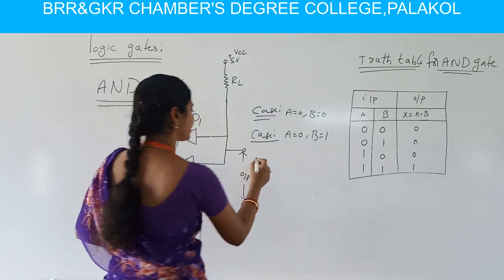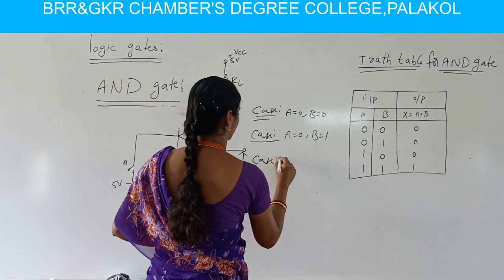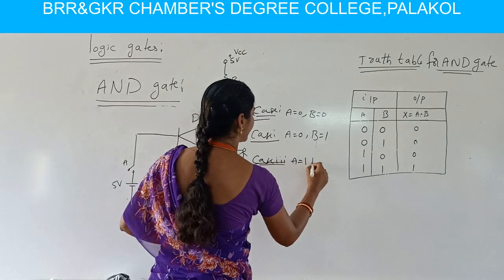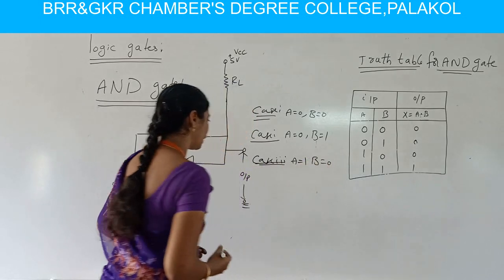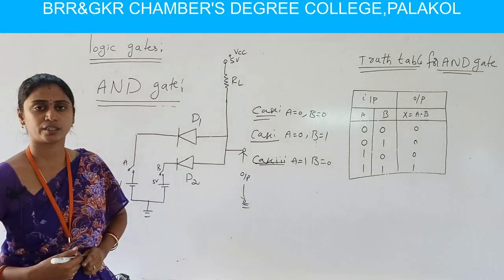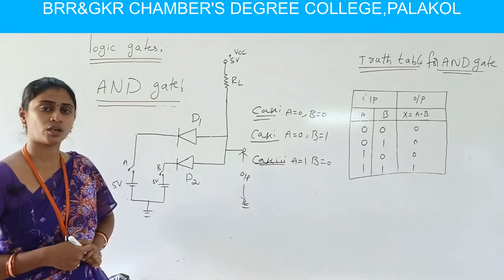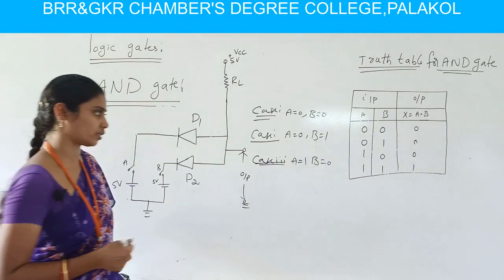In case 3 also, A is considered as 1 and B is considered as 0. In this case also, one diode is conducting, another diode is non-conducting, and the voltage drops across this load resistor RL, then automatically the output is 0 in this case also.